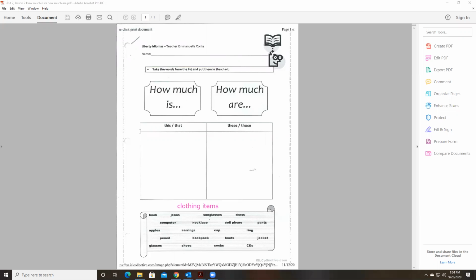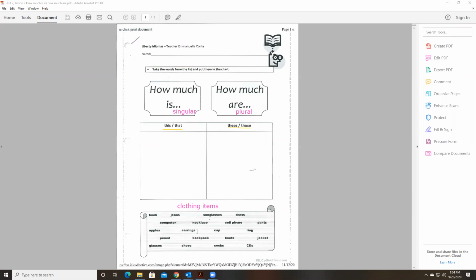Okay, so I know on this page it tells you about this and that, these and those. Do not worry about that yet because we're not going to talk about that until probably lesson 5. Right now I want you to focus on the singular and the plural. Remember, you will use how much is when you're talking about an item that is singular, and you will use how much are when you're talking about an item that is plural.